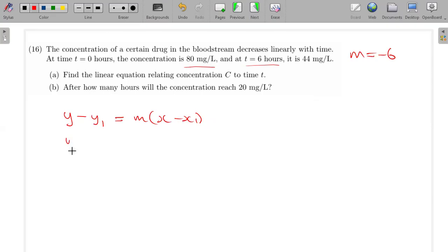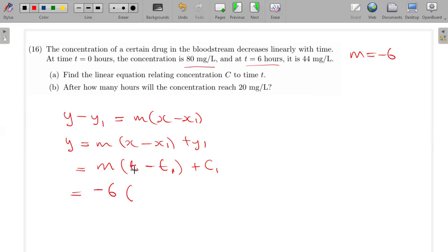So this can be written as y equals m times (x minus x1), then plus y1. Now, according to how our equation has been given, I have my x. In that case we are going to have time t, then T1, and my y1 was concentration, so C1. I found my gradient to be negative 6, and then my T remains here. My T1 is 0, so I put 0 there. Concentration 1 is 80, so this will be plus 80.